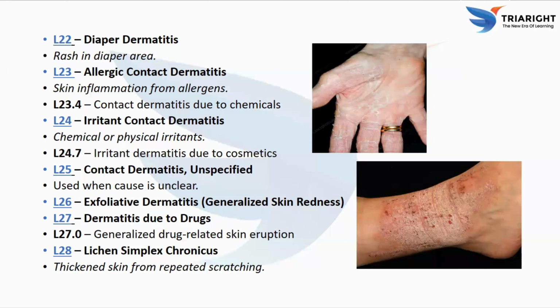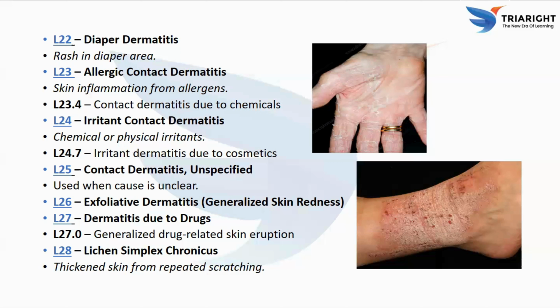So next, coming to the next category, code L23 for allergic contact dermatitis. What is the cause of the disease? Allergen exposure activates the immune system. What are the symptoms? Redness, swelling, severe itching, sometimes blisters, etc. What is the example? Whenever you find a rash after wearing metal jewelry, latex gloves, perfumes, hair dye, etc. Whenever this happens, you have to assign the code L23.4 for contact dermatitis due to chemicals. This is used whenever the allergen trigger is chemically based.